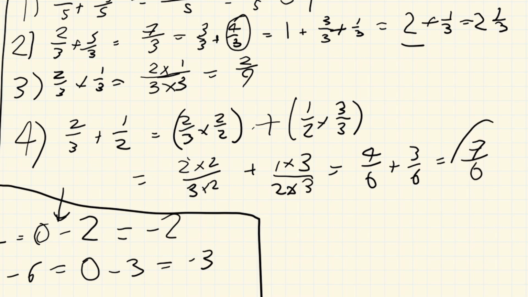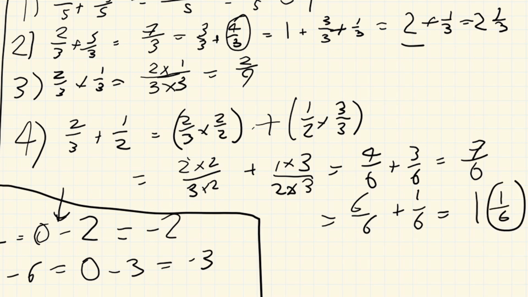The top number is bigger than the bottom number, so we can write this as 6 divided by 6, which is 1, and our leftover to make the 7 divided by 6 is 1, because 6 add 1 is 7. That is equal to 1 and 1/6. So our remainder, if we divided 7 by 6, is 1/6.